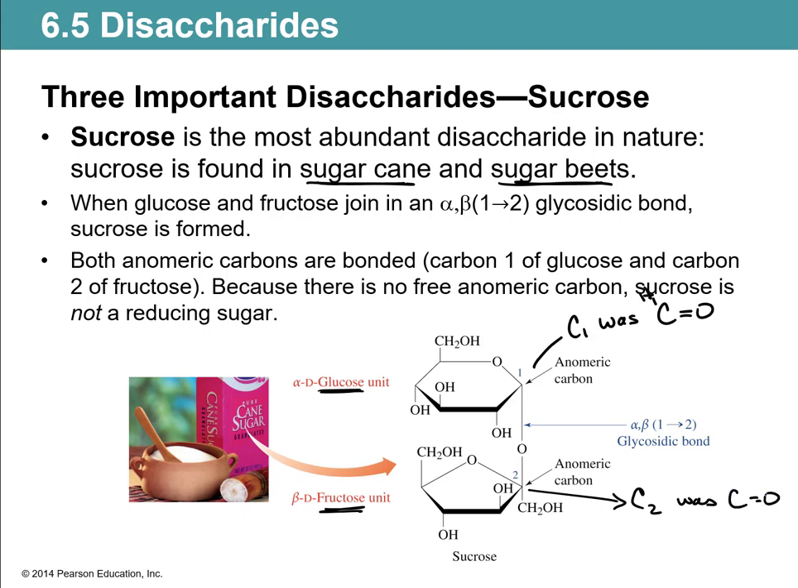So when these two get linked, carbon one is alpha, pointing down off of the glucose, but the carbon two off of fructose is sticking up. So this is why they call it an alpha beta. So you have both the alpha and the beta, and it's one to two because it's linking carbon one on the top sugar to carbon two on the bottom sugar. So it's sort of a different looking one. It looks like stacked.